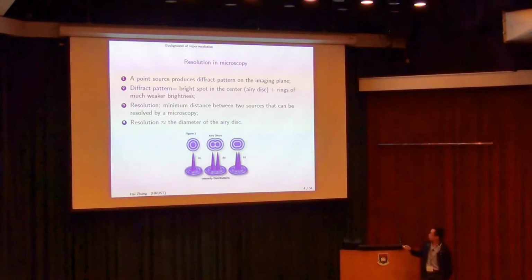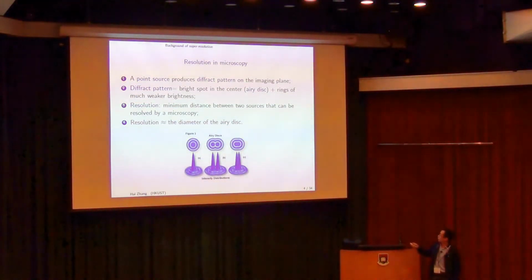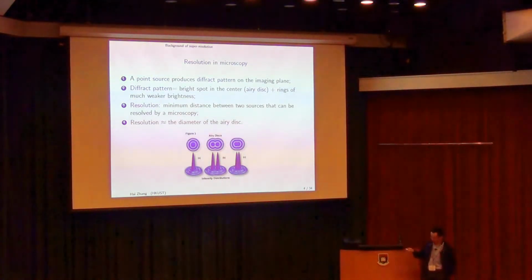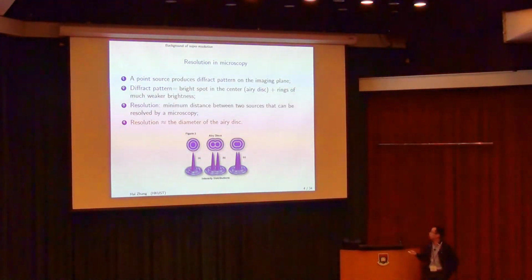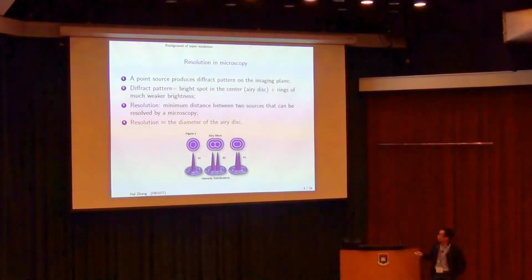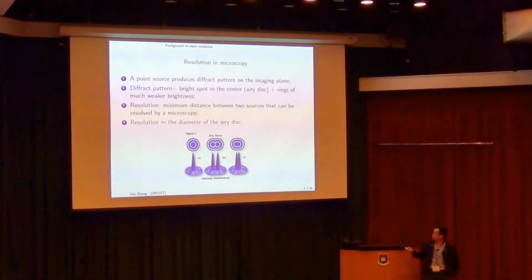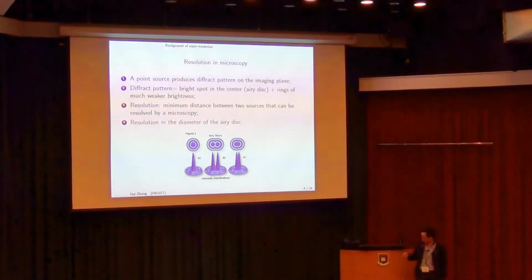If two sources are very close, their Airy disks overlap, and we cannot tell from this pattern whether we have one source or two sources. In this case, the two sources are not resolved. So resolution is defined to be the minimum distance between two sources that can be resolved by a microscope. This also tells us that the resolution is actually determined by the diameter of the Airy disk.